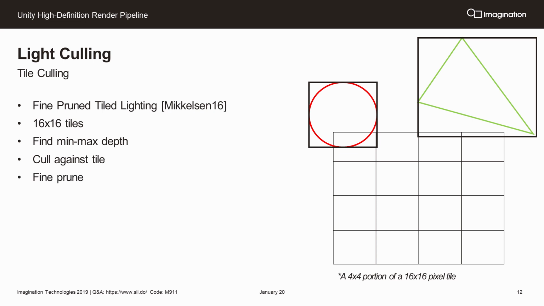And the next pass is fine pruning. Here they loop over the resulting lights on each thread and test 4 pixels to see if they're within the shape of the light. If none of the pixels are within the light's shape, they're not added to the list.